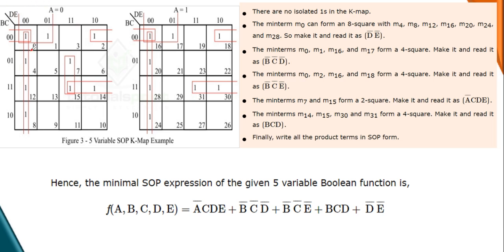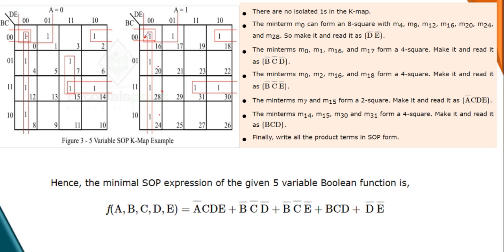So M0 is adjacent to M4, M4 is adjacent to M12, M12 is adjacent to M8, M8 is adjacent to M0, and M0 is also adjacent to 16. 16 is adjacent to 20, 20 is adjacent to 28, 28 is adjacent to 24, and 24 is also adjacent to 16. This is on the leftmost corner of the top layer, and this is also on the leftmost corner of the bottom layer. So these 4 cells on the top layer and these 4 cells on the bottom layer are adjacent, so we can form an octet.